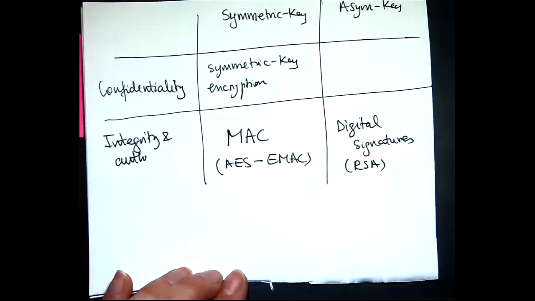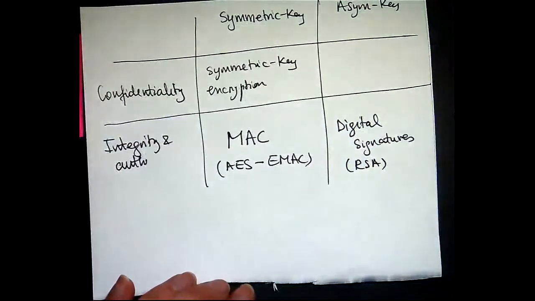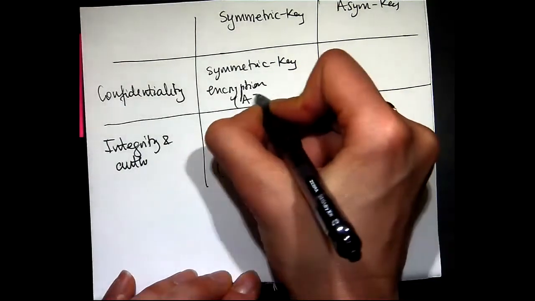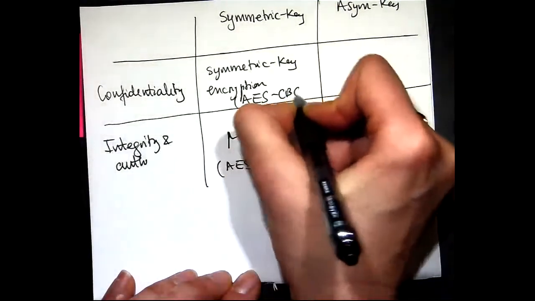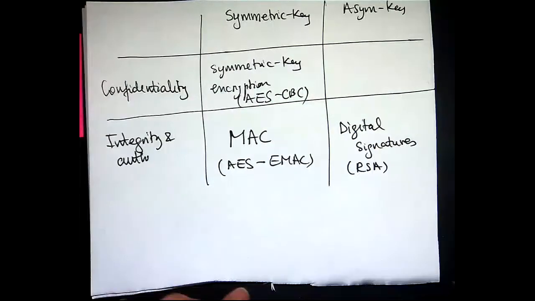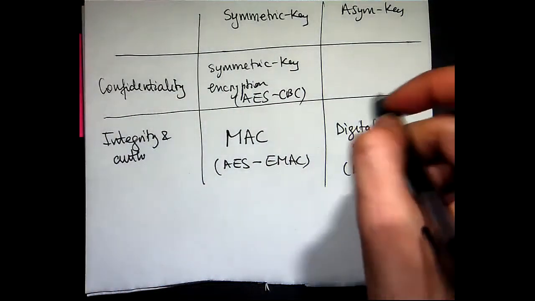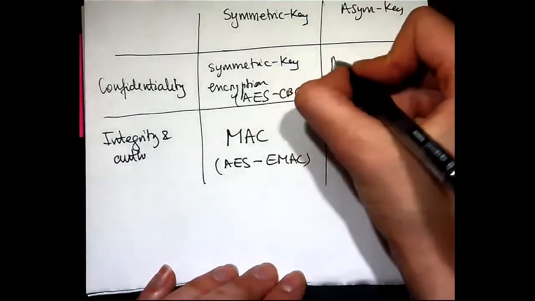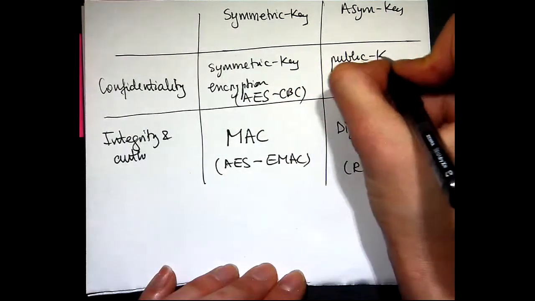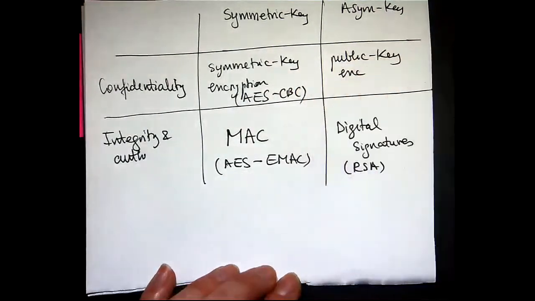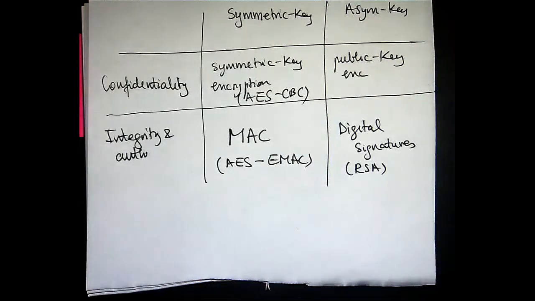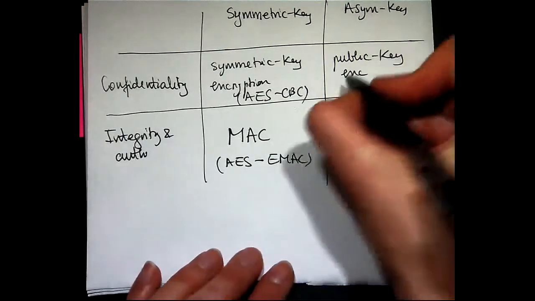What's an example of a symmetric key encryption scheme? Yes, CBC, but AES in CBC mode, for example, because you need a block cipher always. That's an example. What's an example of an asymmetric key? Okay, so we're going to have public key encryption here. What's an example of a public key encryption scheme? Yeah, El-Gamal.